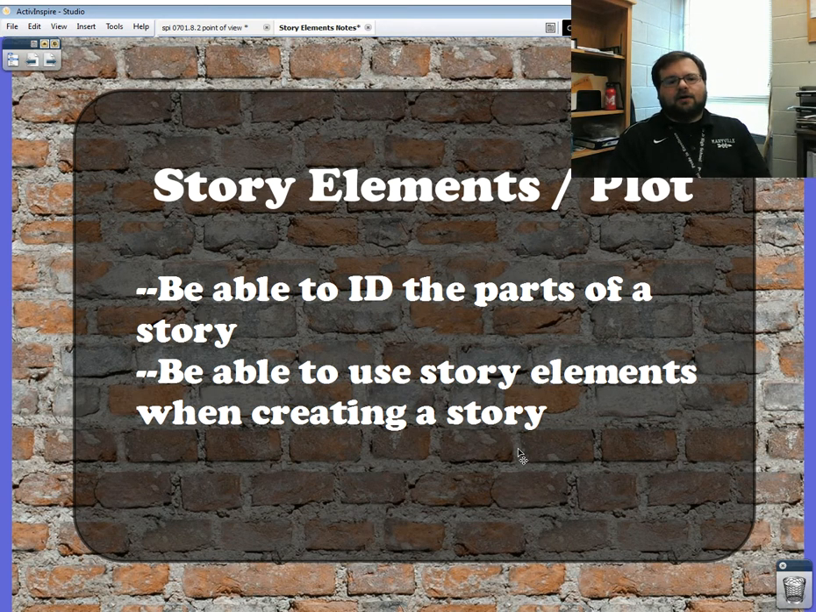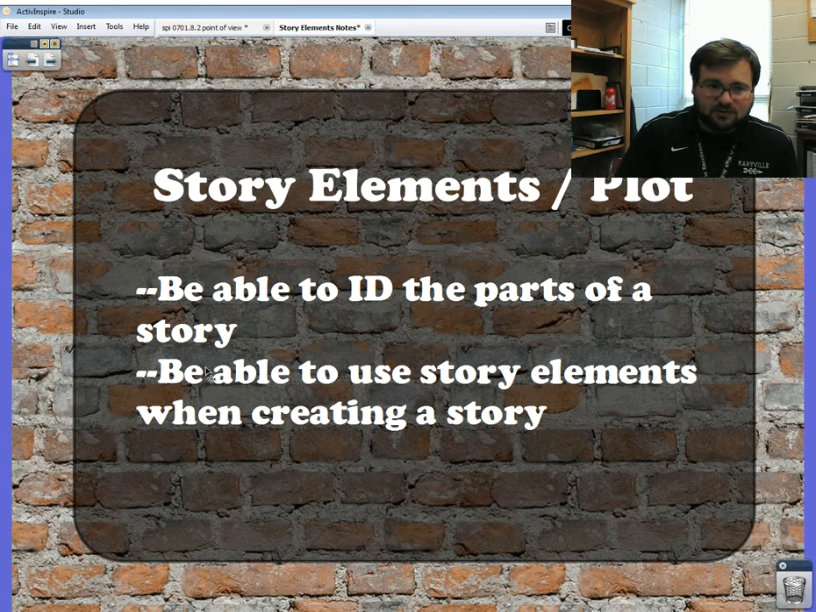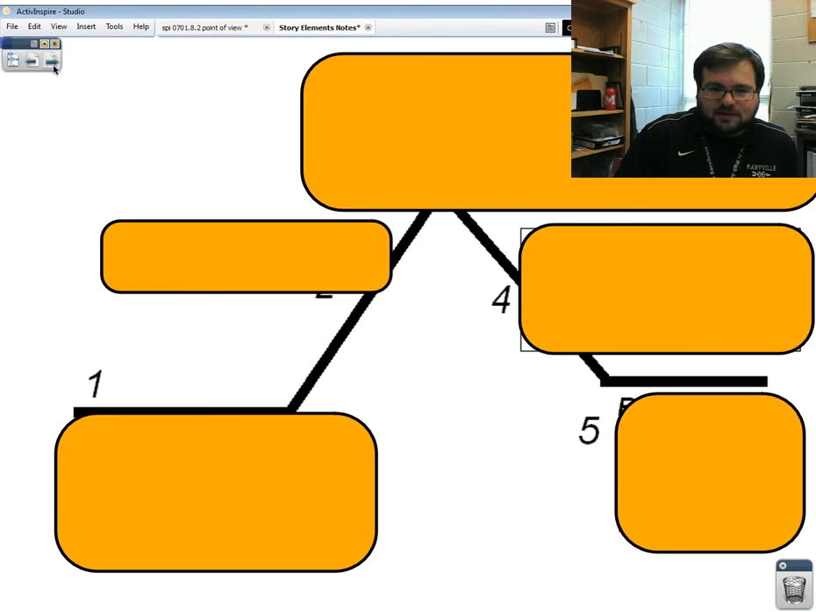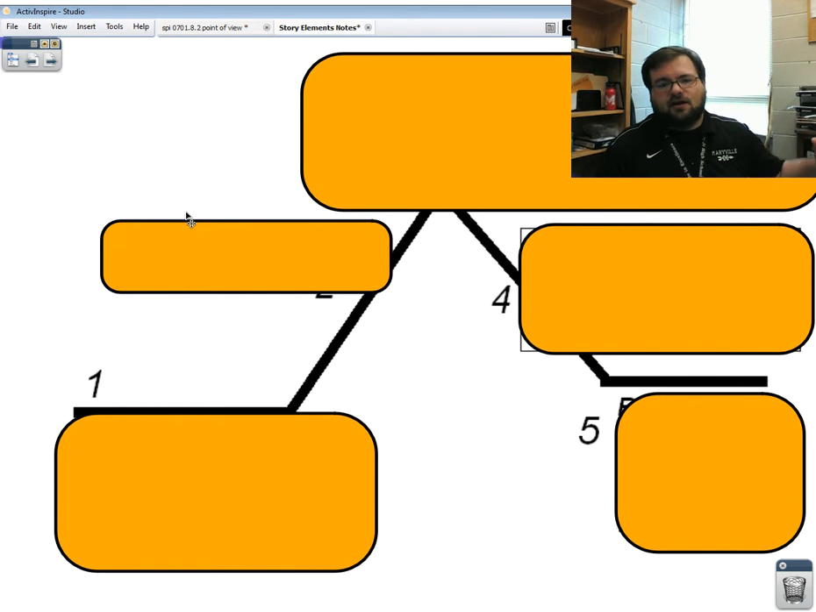Okay, so what we're going to work on today is how to identify the parts of a story and how to use those parts when creating your own story. The main topic for this is called story elements, or maybe plot. And it's going to look pretty familiar because you've had this as a standard for the past several years. But the basic idea is when you have a story, it follows kind of a mountain-shaped pattern.